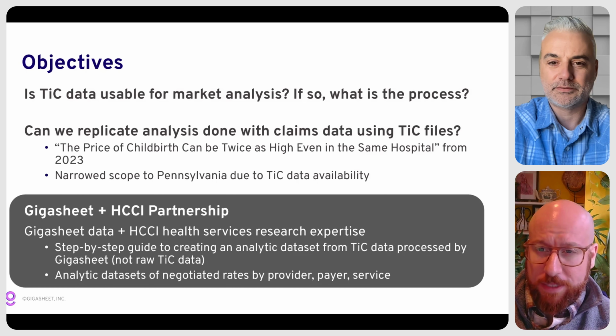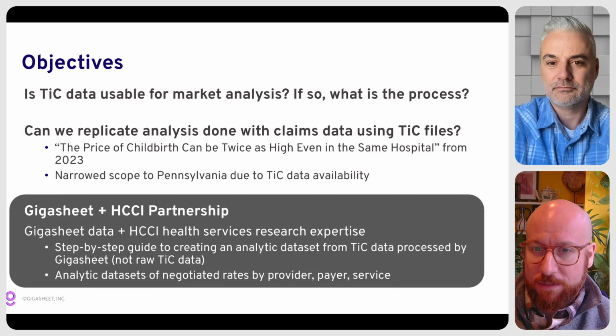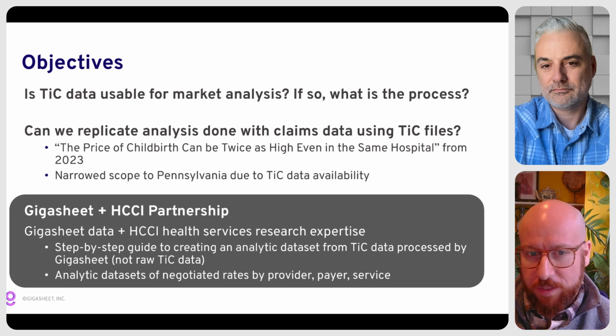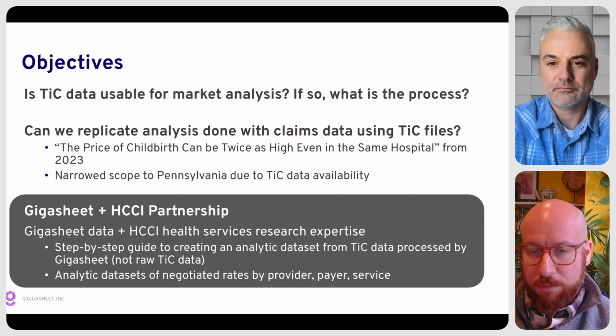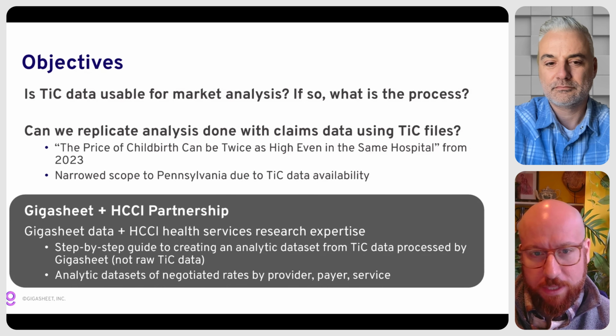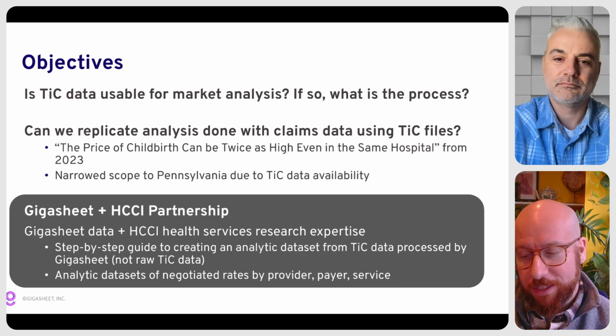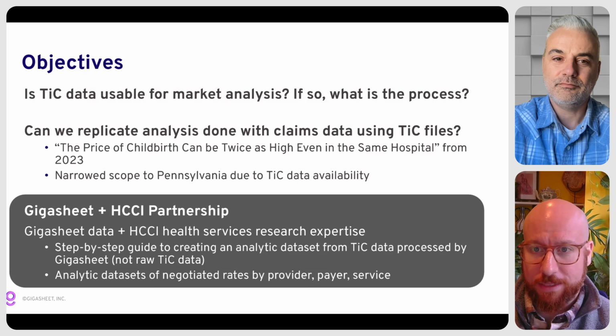So we zoomed in on Pennsylvania as a state, for which Gigasheet already had a lot of the tick data available. It's fairly representative of the US as far as the types of geographic areas, urban, rural, other, a diverse state. And so that was how we got to this research question of looking at the variation in childbirth costs in the state of Pennsylvania within the tick files and how that compared to our commercial claims estimates for the same thing.